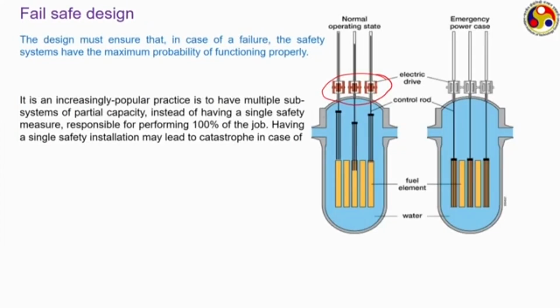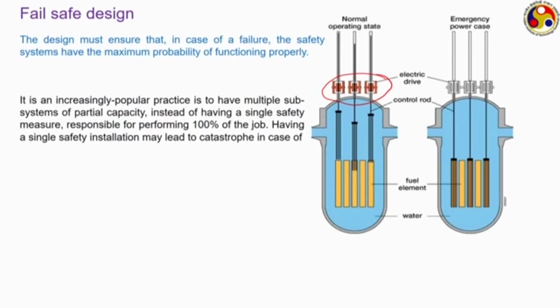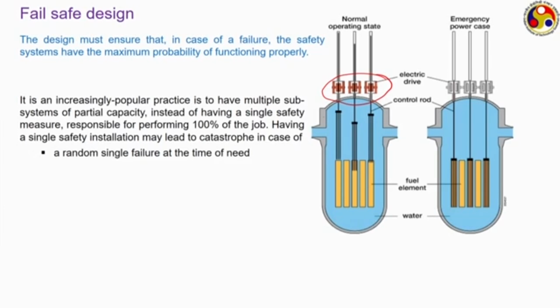An increasingly popular practice is to have multiple subsystems of partial capacity instead of just a single equipment. If we are providing a single equipment to give us complete protection against something, then instead of having one equipment capable of providing the complete solution, nowadays the reactors have 2 or 3 or 4 smaller systems, each having say 50% capacity. Having just a single system may lead to a catastrophic event, because at the time of need the system may fail, as it may be required to operate very rarely.